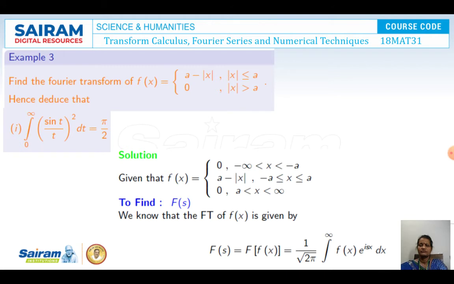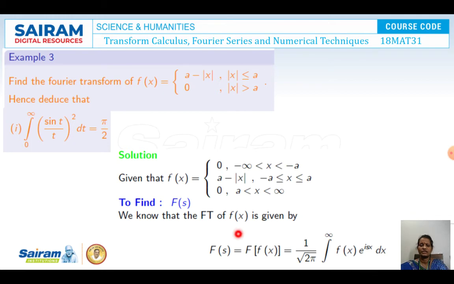Next problem. Find the Fourier transform of f of x equals a minus mod x when mod x is less than or equal to a, and 0 when mod x is greater than a. Similar to that, hence deduce that the integral of sin t by t the whole square dt is equal to pi by 2. Solution. f of x is given by a minus mod x when it is from minus a to plus a. In all the other places it will be 0.